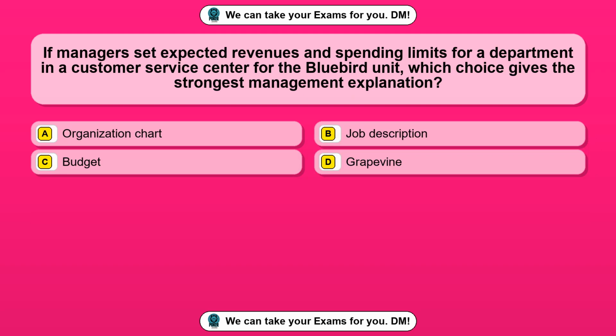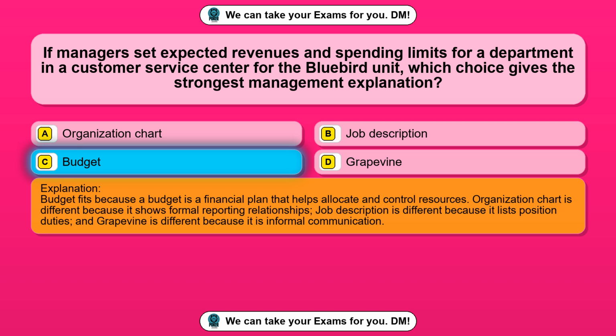Question 87. If managers set expected revenues and spending limits for a department in a customer service center for the Bluebird unit, which choice gives the strongest management explanation? Option A, organization chart. Option B, job description. Option C, budget. Option D, grapevine. The correct answer is option C, budget.